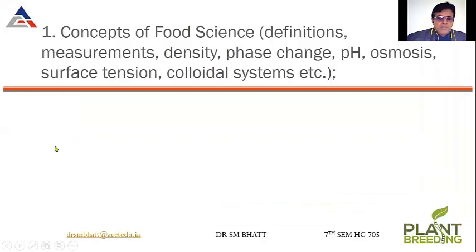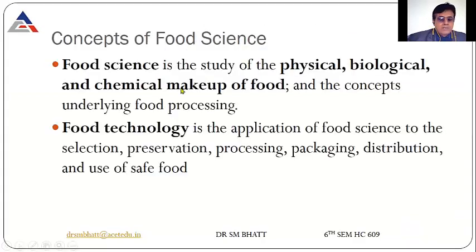So now we will understand this concept of measurement. You might be knowing density, you might be knowing phase change. I will just revise your concepts and I will give you some formulas. Okay. And about osmosis, surface tension and colloidal system also. So already we have discussed what is food science. Food science is the study of physical, biological and chemical makeup of food and the concepts underlying food processing. And what is food technology? It is the application of food science to the selection, preservation, processing, packaging, distribution and use of safe food.